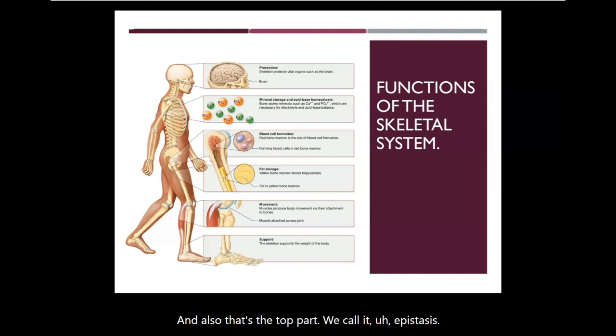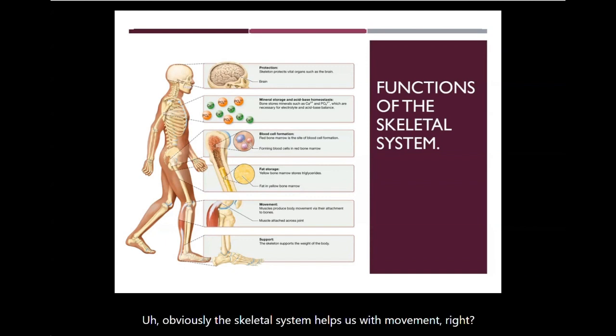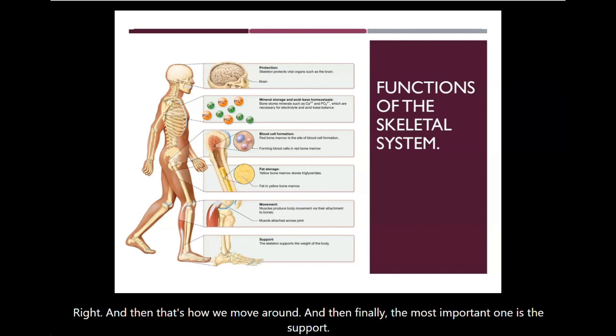That's the top part; we call it the epiphysis, and we're going to learn about it. Then in the long bone, where we have the diaphysis, there's a part with the yellow bone marrow, and yellow bone marrow is for fat storage. Obviously, the skeletal system helps us with movement, because on top of our bones we have our skeletal muscles that help us move our bones, and that's how we move around.